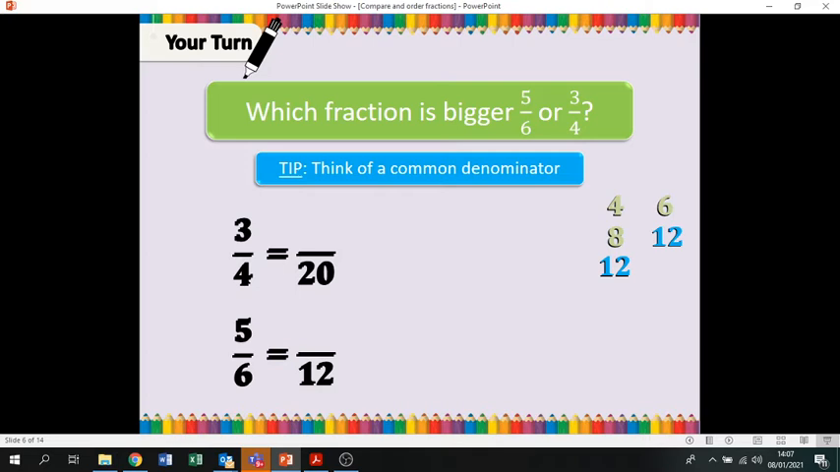So that one on the screen there should say 12, not 20, guys. So just ignore that for a second. To get from 4 to 12, you're going to multiply by 3. So don't forget to do the same to the top. 3 times 3 gives you 9. Okay, it's corrected itself there.